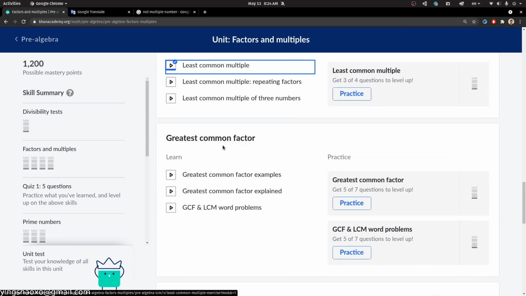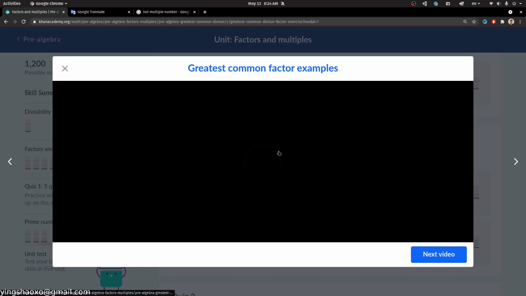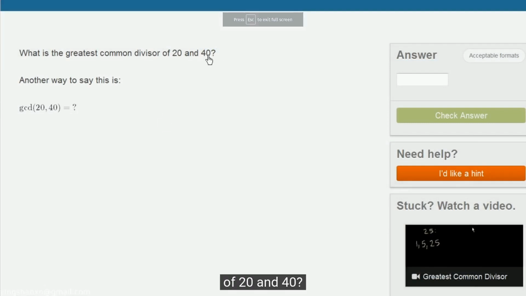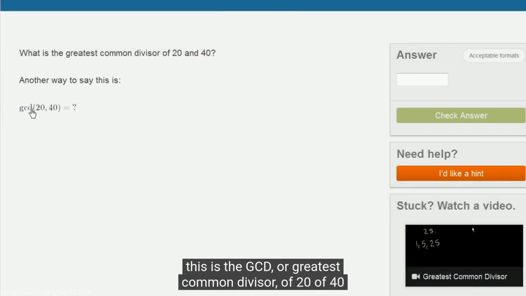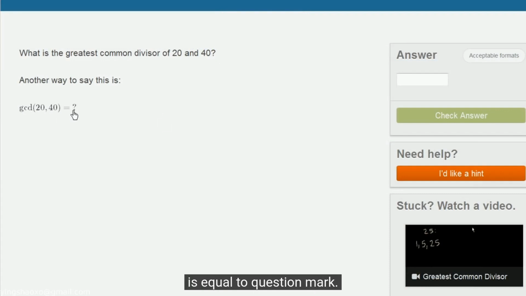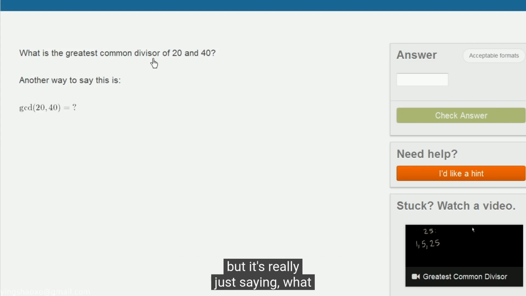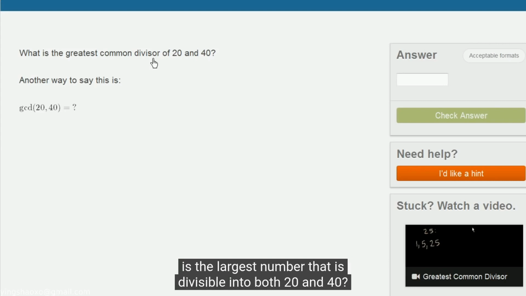Then again, what is the greatest common factor? It's another concept that we didn't know. Let's just check it out. We're asked, what is the greatest common divisor of 20 and 40? And they just say, another way to say this is GCD, or greatest common divisor of 20 and 40, is equal to question mark. And greatest common divisor sounds like a very fancy term, but it's really just saying, what is the largest number that is divisible into both 20 and 40?